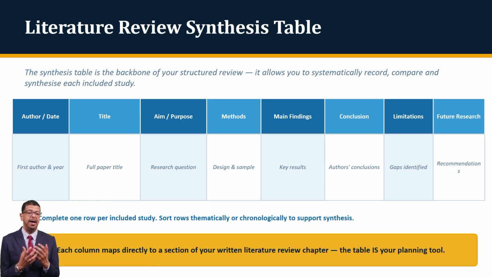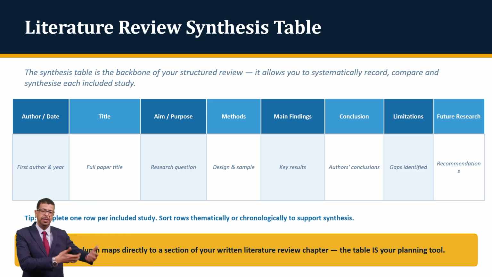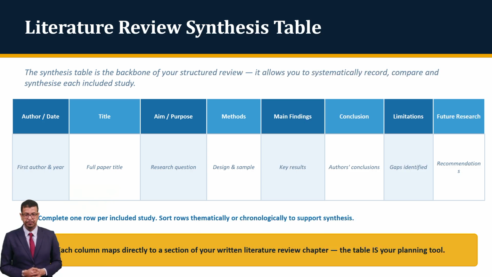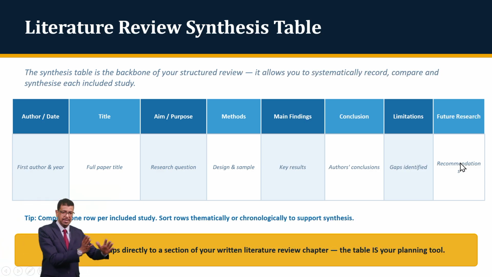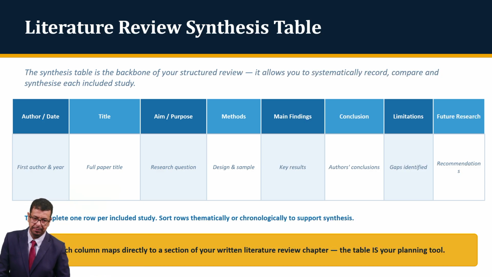Why? Because it allows you to systematically record and compare, and it will help you to use it in the synthesis of the literature review. This table includes the following columns: author and date, the full paper title, aim and purpose, the research question, the methods used, the key results and main findings, the author conclusions, the limitations or gaps, and the recommendations for future research. By doing so, you can easily do the synthesis of the review.